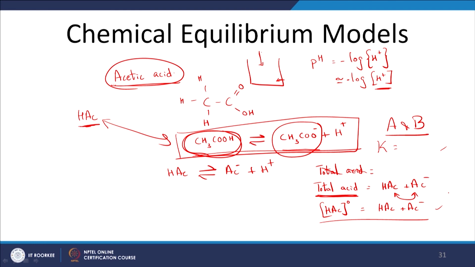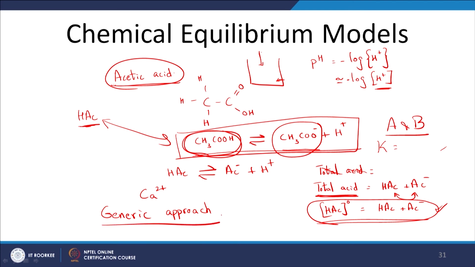But the issue here is that if I have any other compound that can form a complex with acetate, let us say Ca2 plus, that will interfere with this equation. No more will your total acid equation be valid. So how do we go about this? You want to develop a generic approach that will suit all your needs. That is what we are going to discuss in our next class. With that I will end today's session, and thank you.